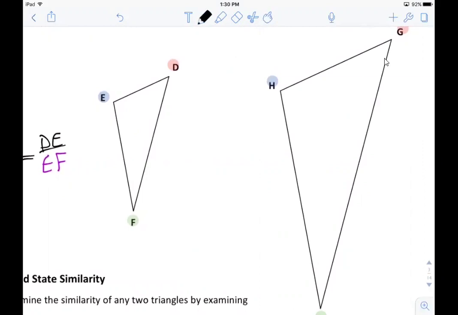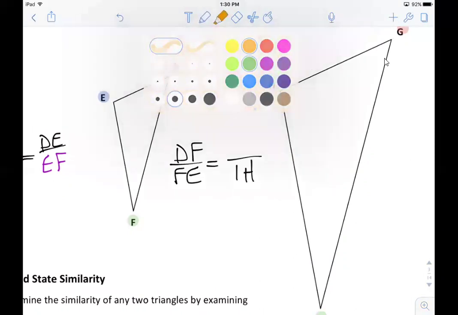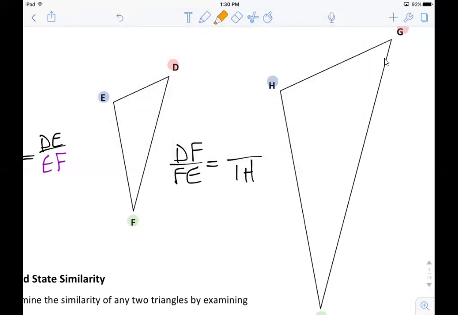Something like that. So again, if we rewrite that statement, it was DF on top over FE. And it was equal to something that we don't know divided by IH. Well, again, let's think about the sides in the first triangle. So in our first triangle here, we're taking side DF and dividing it by FE, this side here.